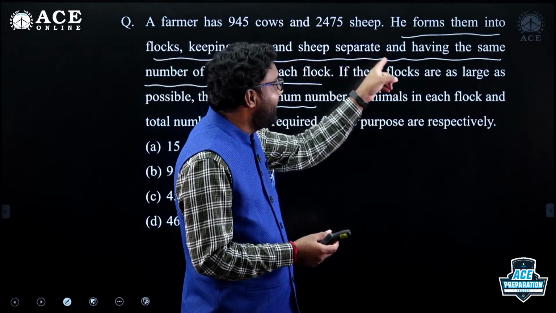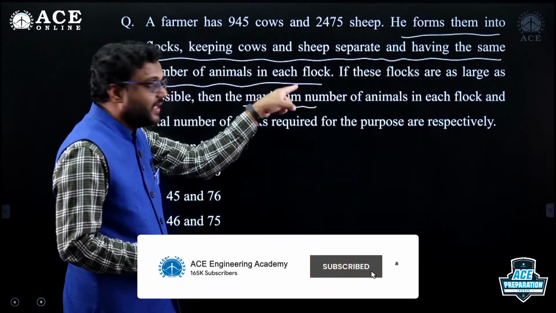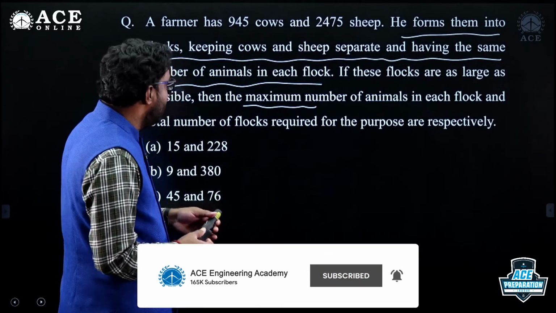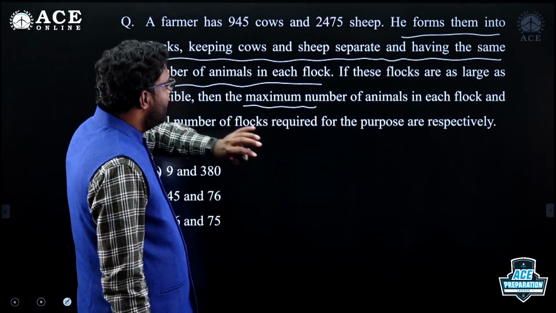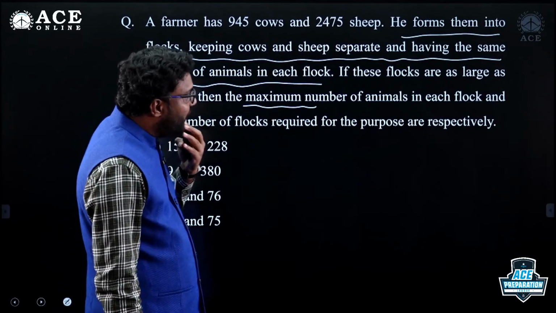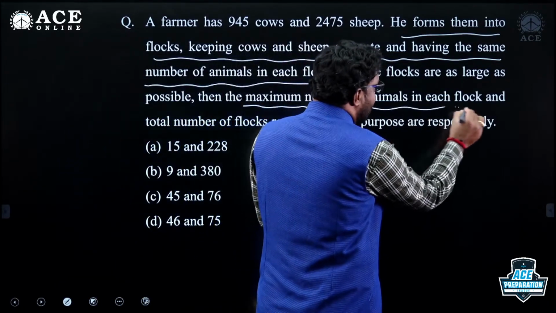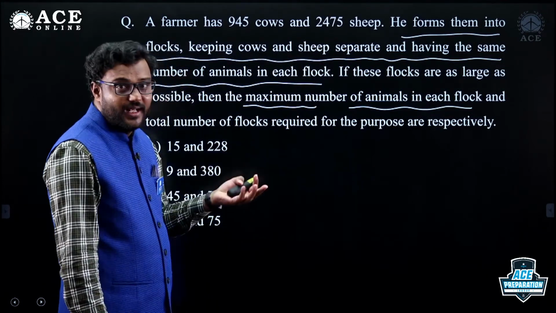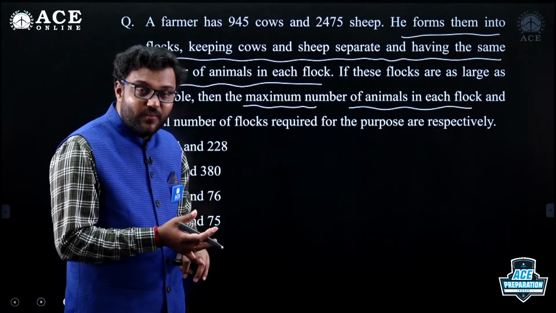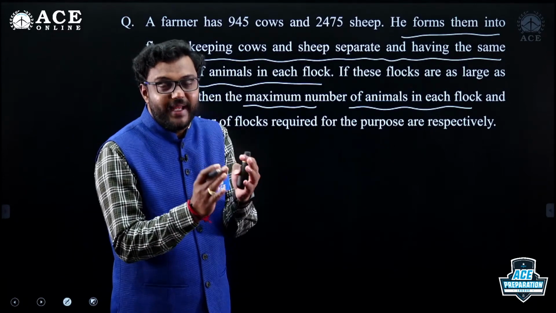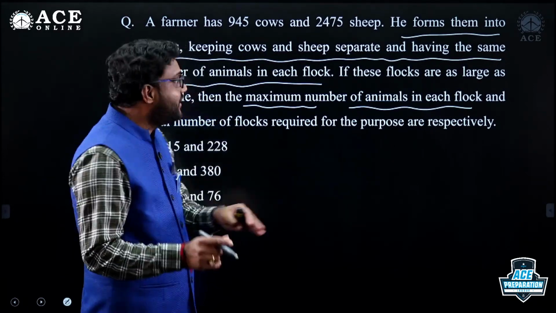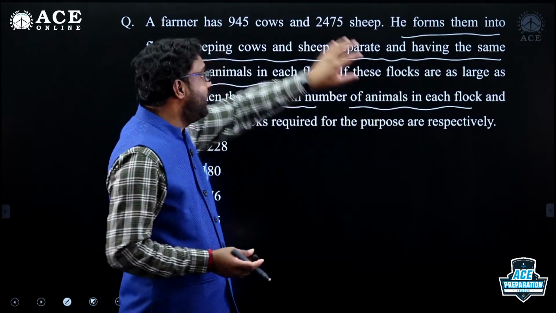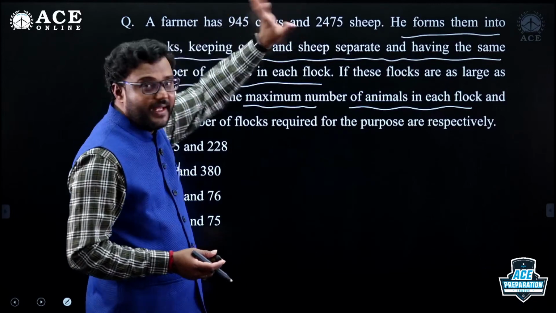And each group should separately have the same number of animals. Each group has the same number. And now, yes, we should take the maximum number of animals in each group. That's what HCF is. Each group should be maximum. Then how many groups are there? And what is the group size? How many animals in each group? Cows separately, sheep separately only. This is divided into subgroups, but all groups have an equal number.